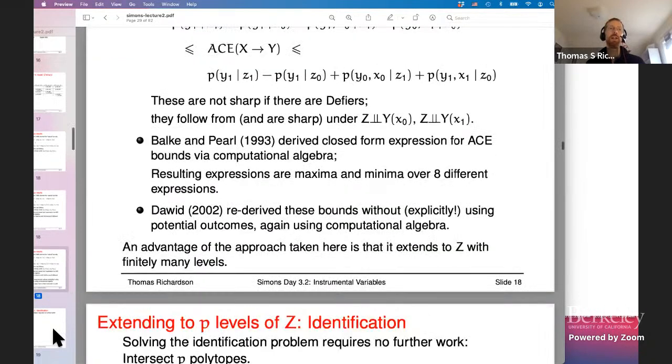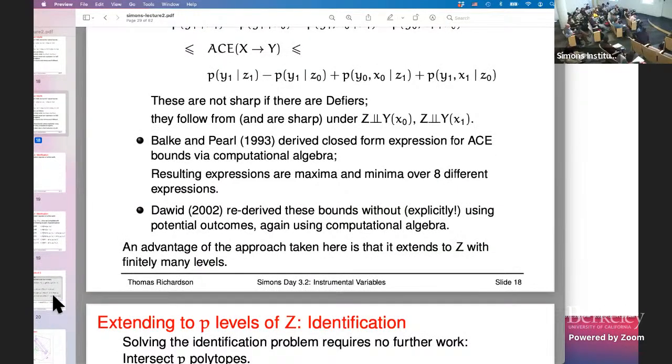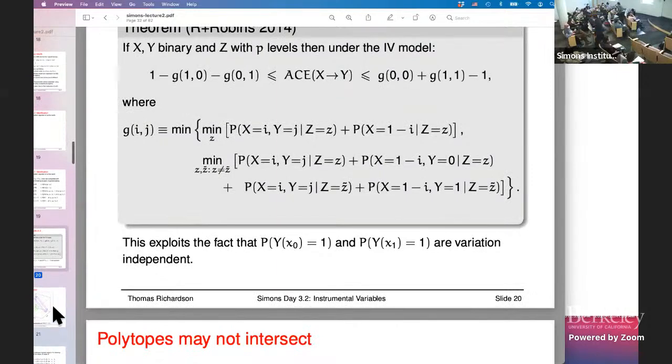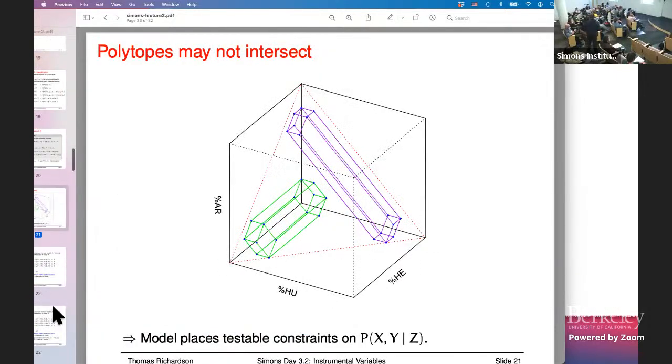Okay. Another question. Yes. Could you go back to your two-way table? Yep.